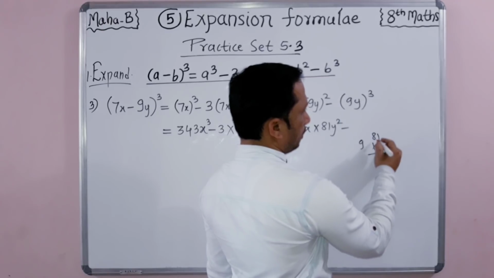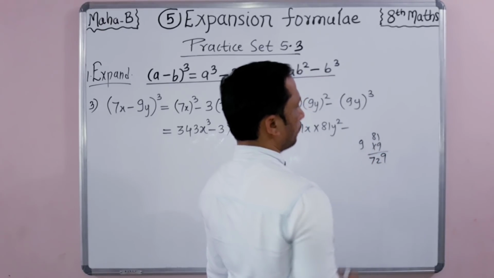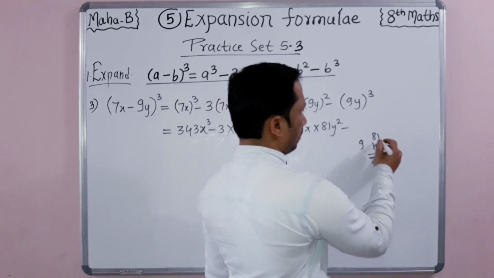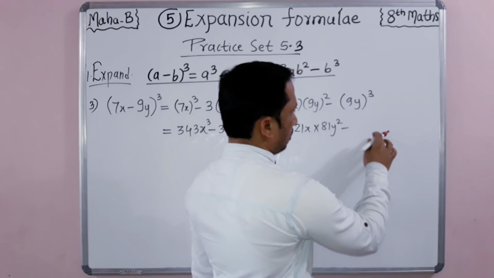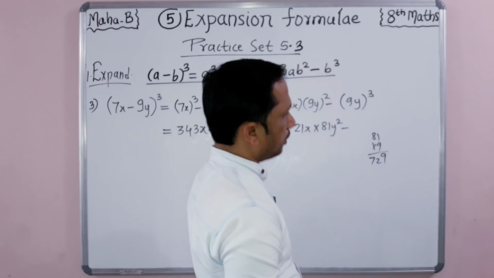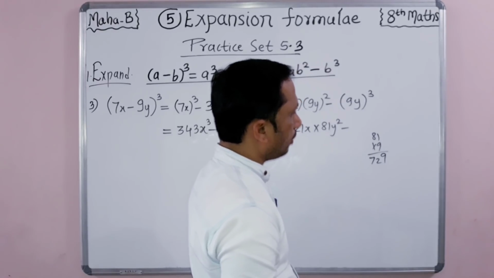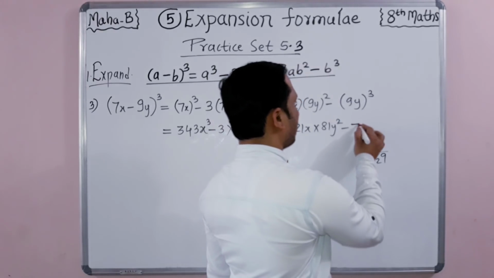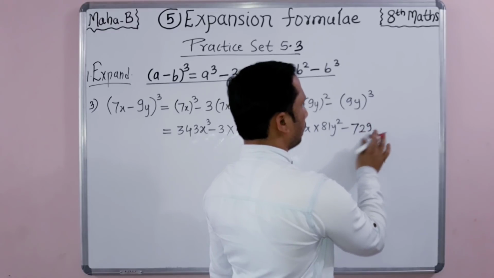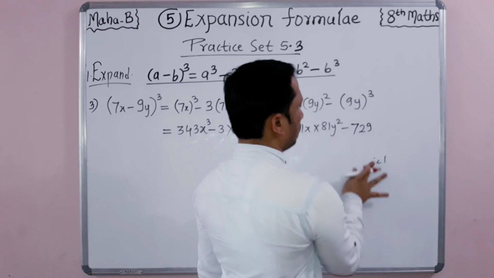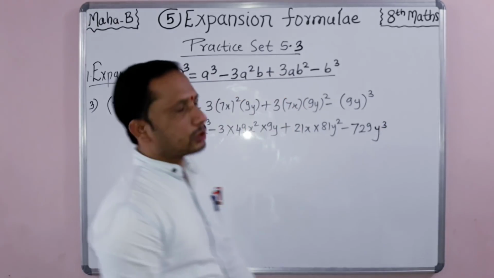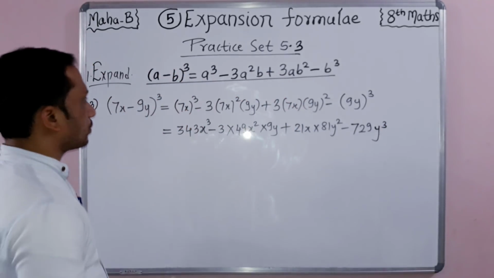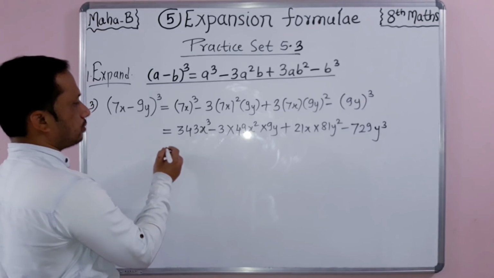So 9 ones are 9, and 9 eights are 72. Okay, so 729, and the y cube is what students? Y cube is y cube. Okay students, so in this way first of all expand the given number. Okay student, now we are going to find out the final solution.